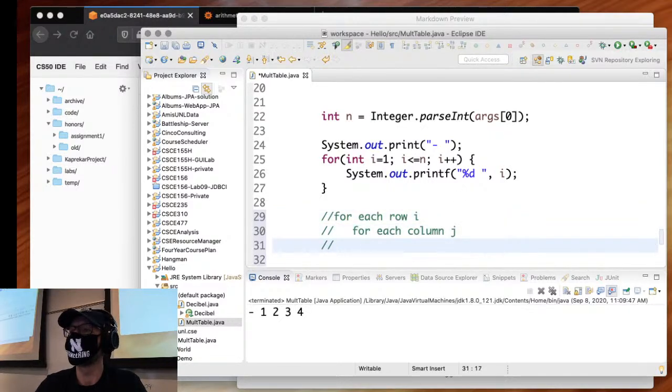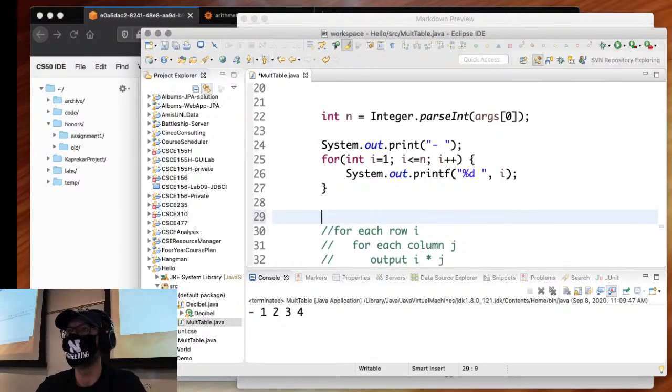I'm doing this basically like pseudocode, an outline of what I want to do. For each row I, for each column J, output I times J, right? That's just my general outline here. So, probably going to want 2 for loops here, and they're nested.